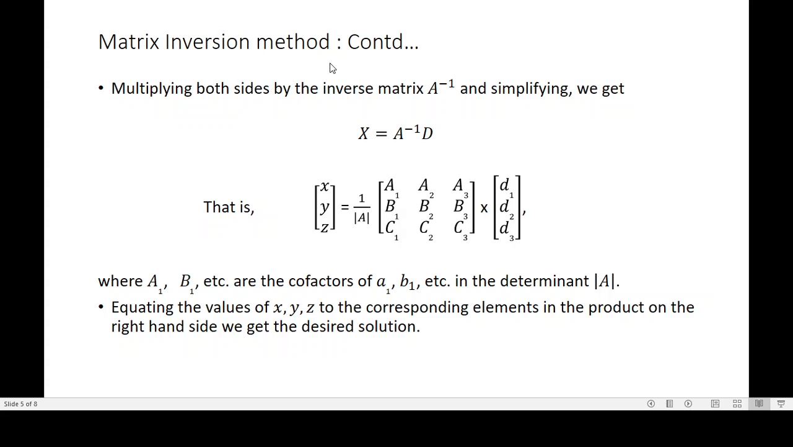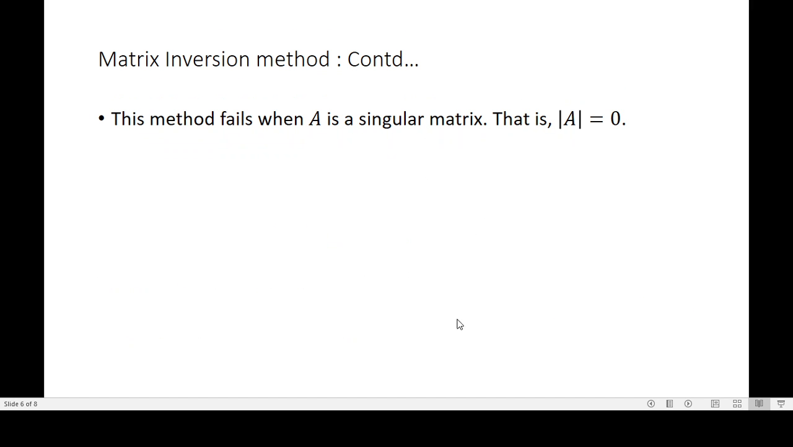And this matrix inversion method fails if determinant A is equal to 0. That is, if A is a singular matrix, then matrix inversion method fails. Hence, if A is a singular matrix, then determinant A is equal to 0. Therefore, we have to adopt some other method to find the solution of system of linear simultaneous equations. I hope it is clear.